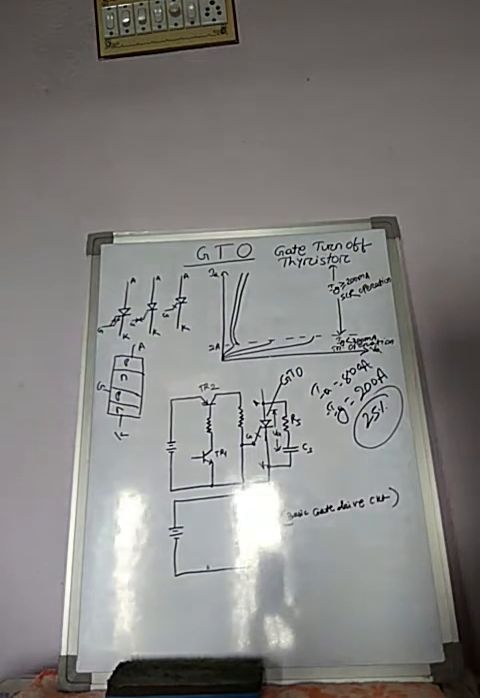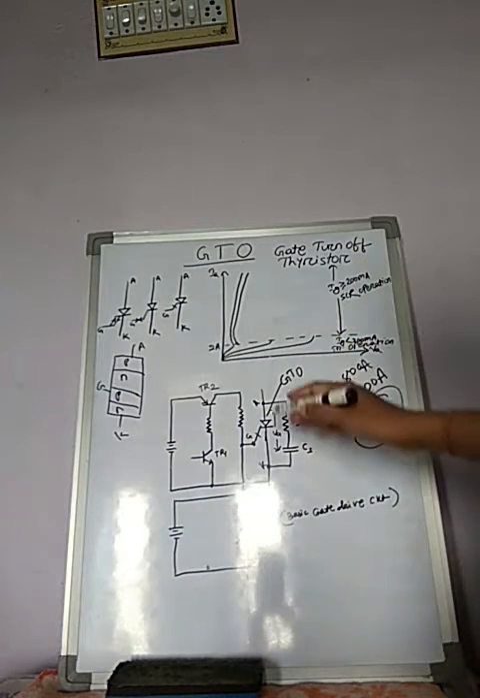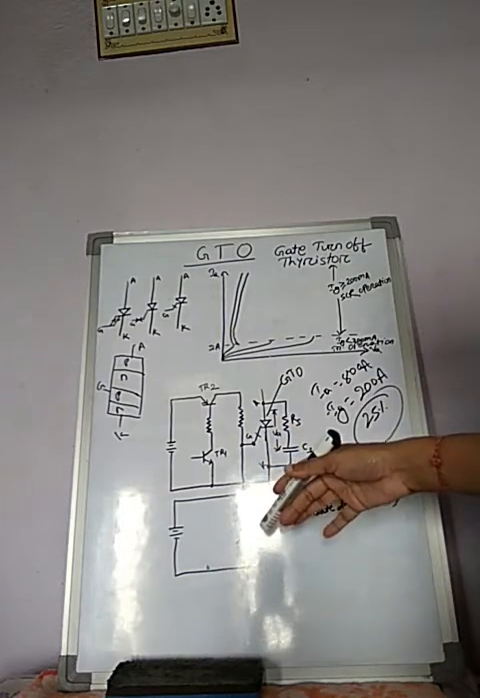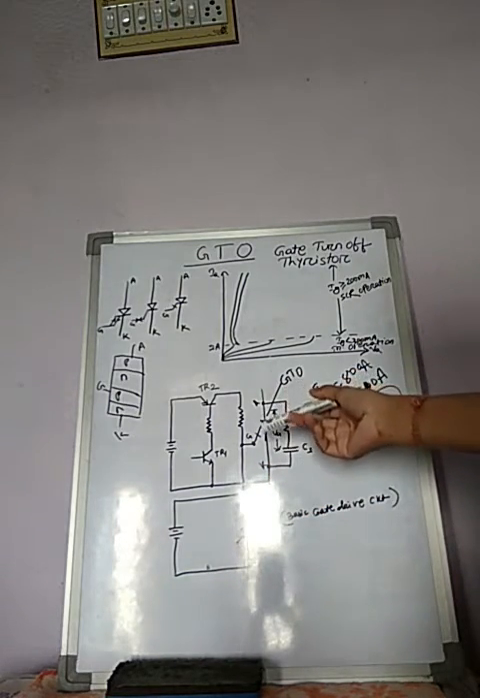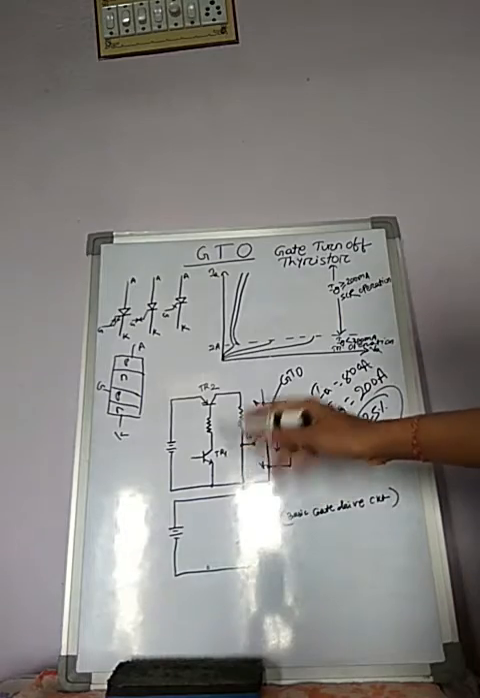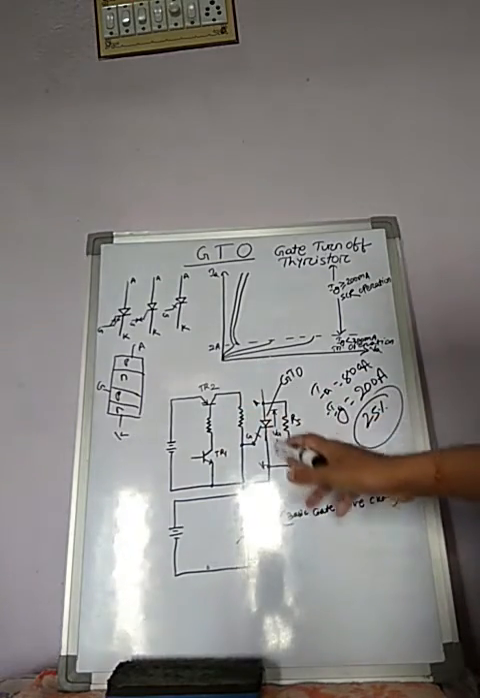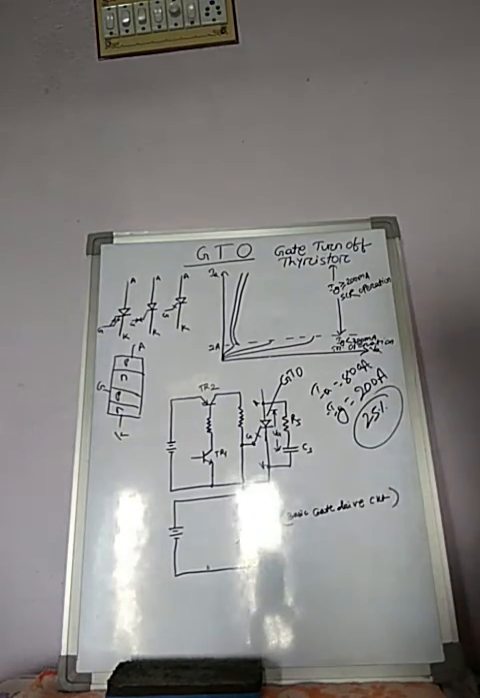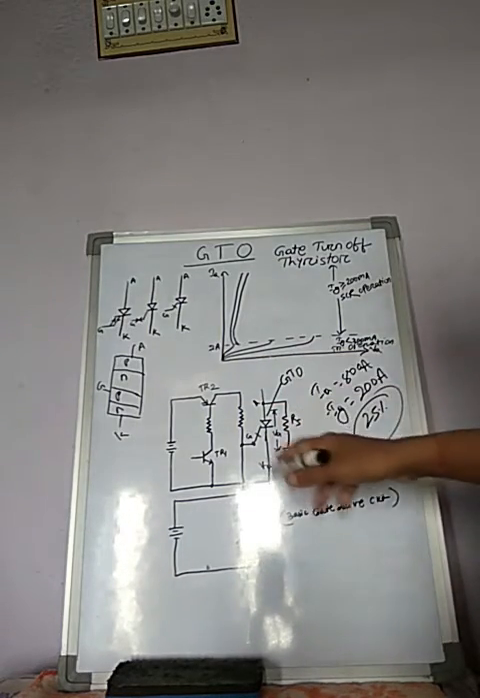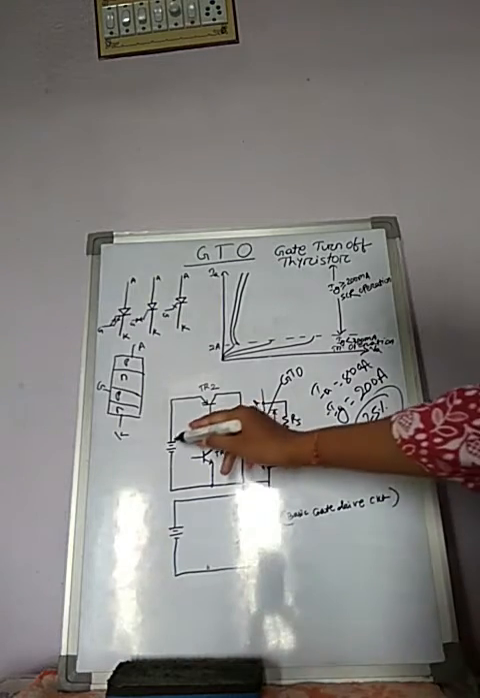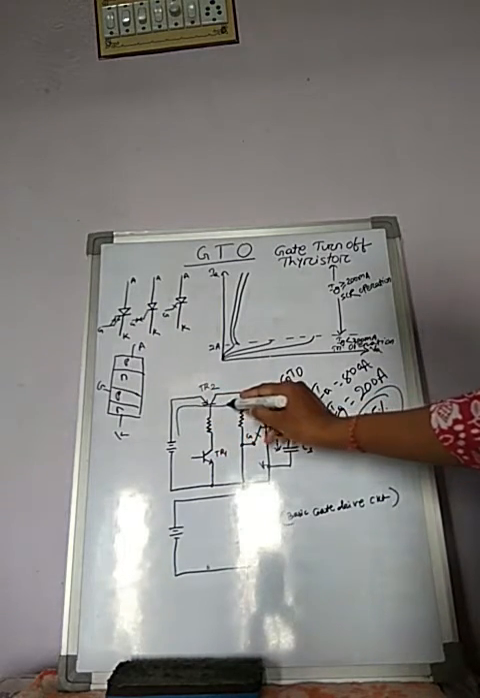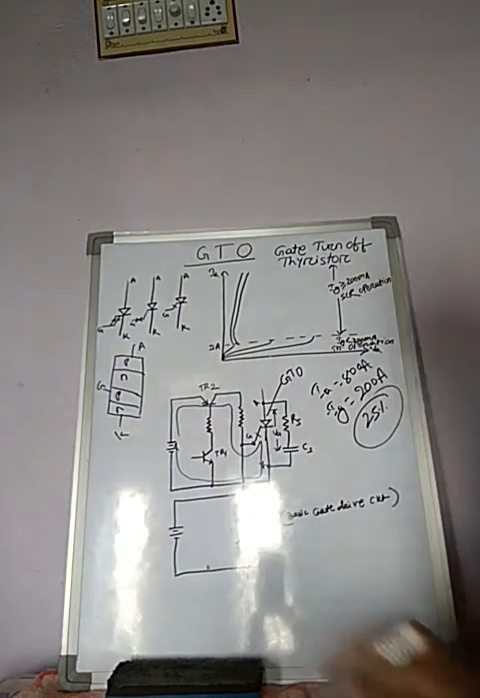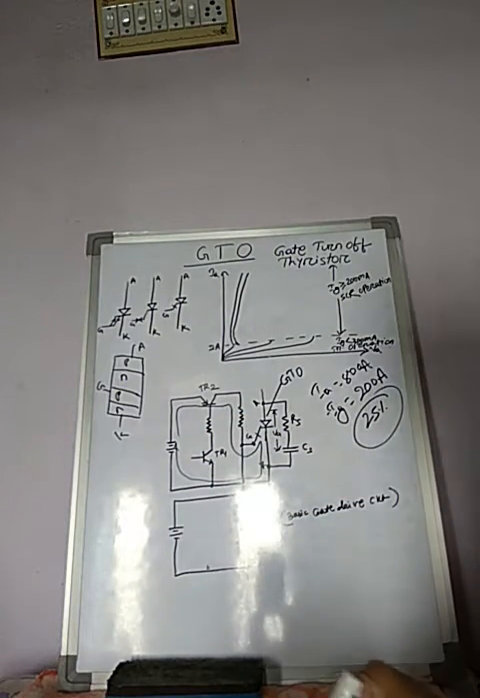So for turning on a GTO, first transistor T1 is turned on, which switches on the transistor T2, and then a positive gate current pulse is applied to the GTO, and the GTO is turned on. So this is the path through which the positive gate current will flow.